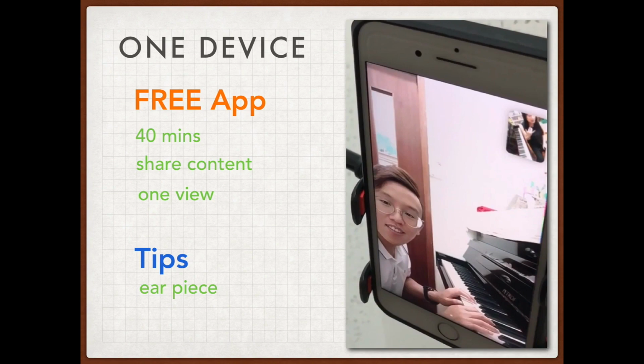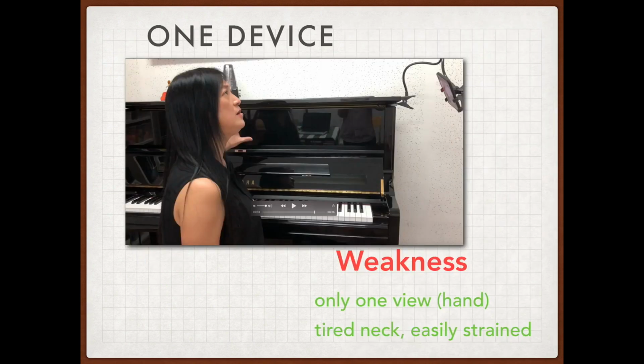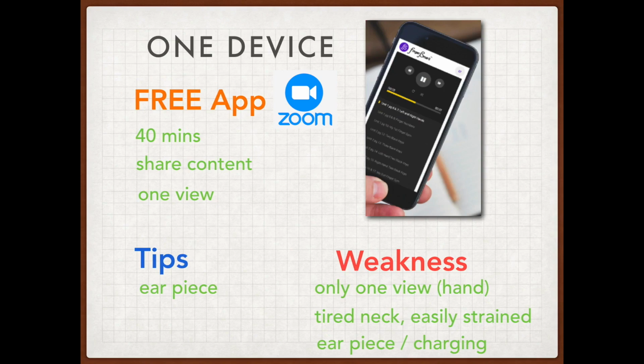That's how my student will see me. So to get a better audio effect, you may wear an earpiece and you may invite your student to wear an earpiece as well. The weakness of using one device is that you need to tilt your neck, your head to the right side to look at the screen at all times. As a result, you get tired very easily and your neck gets easily strained as well. Another weakness is that when you use the earpiece for the better audio effect, you might not be able to charge your handphone. Especially when you're using this app, your battery drains very easily. You might want to charge your handphone. So this is one of the weaknesses.